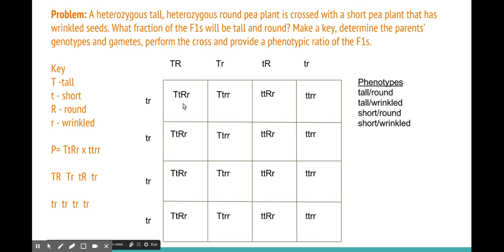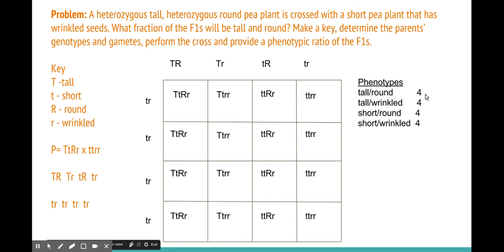It might make it easier when we have to count up how many we have of each phenotype. So the genotype big T, big R, little r would result in a phenotype of tall round. And so we have 4 tall round. Big T, little r, that would be tall and wrinkled. So we have 4 offspring that would be tall wrinkled. Little t, big R is the genotype that would result in short round offspring. So we have 4 potential offspring that would be short and round. And then short and wrinkled, we have 4 as well.